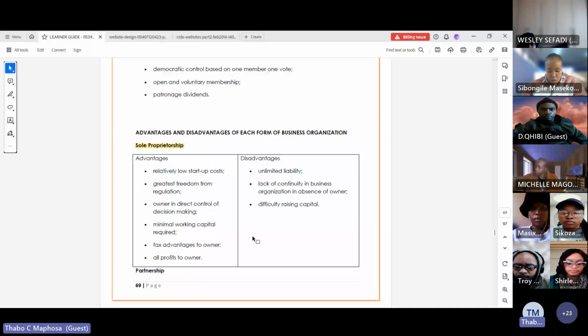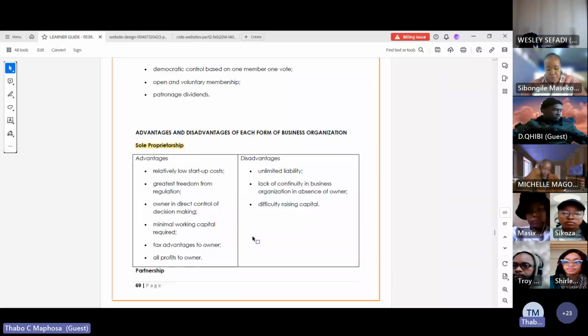And then the disadvantages: unlimited liability. I spoke about that. And then also lack of continuity in a business in the absence of the owner, which is one of the biggest problems we have with these sole proprietorships. Most of the time, if the business owner is not there, the business doesn't even run, because the owner runs everything. If, let's say, you as a developer, you develop, you manage, you pay the people you're working with, everything rotates around you. So the day you are not there, the business also cannot run, because everything is run by the owner. That is one of the biggest disadvantages.